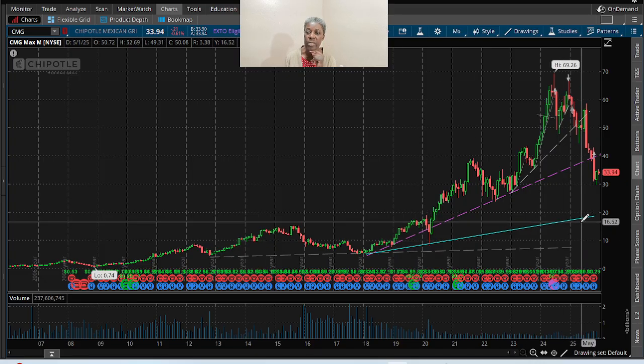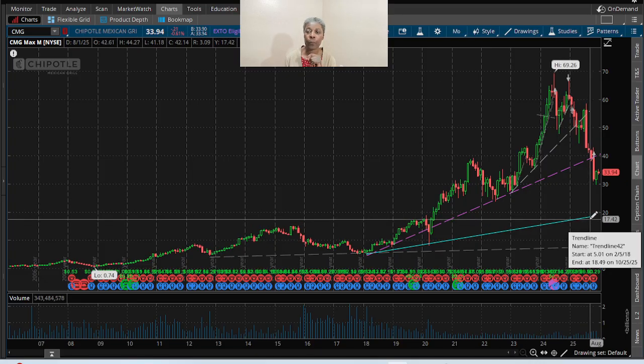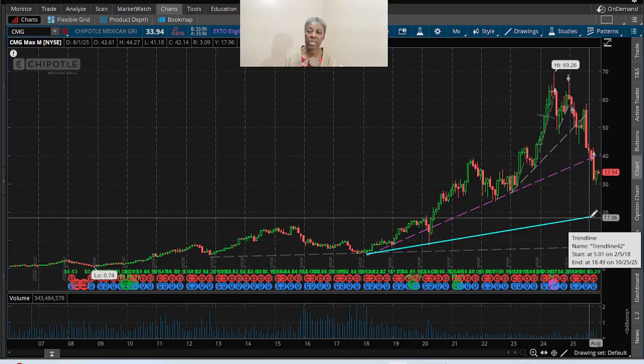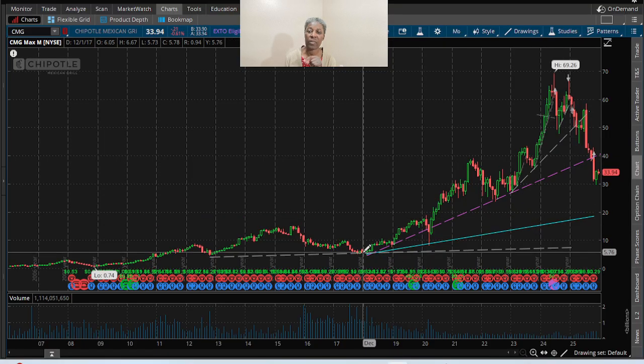But we can go on the maximum monthly chart to see there is another valley line here. So we don't know if it's going to want to come down to this valley line, both originating from the same area.